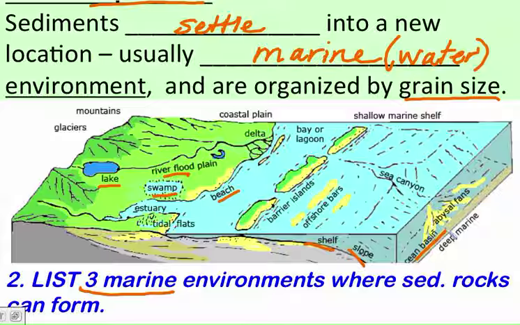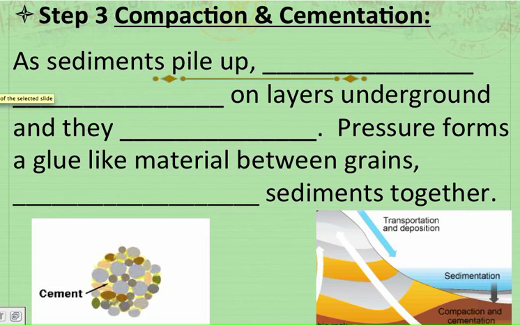Okay, there's lots of different locations where that sediment can start to collect and deposit. Now as we continue, the conditions need to be just right in order to get that rock to form. And here we approach now step 3, compaction and cementation. Okay? Once all that sediment has been deposited in a new marine environment, it starts to pile up.